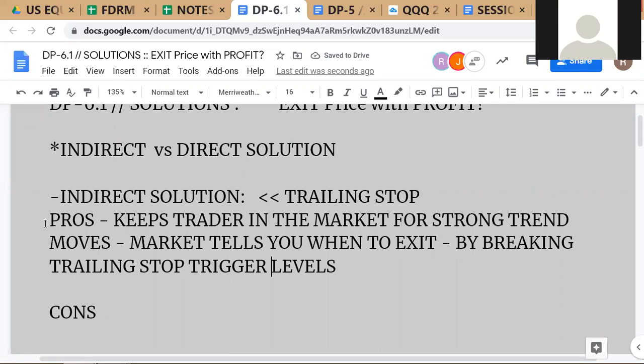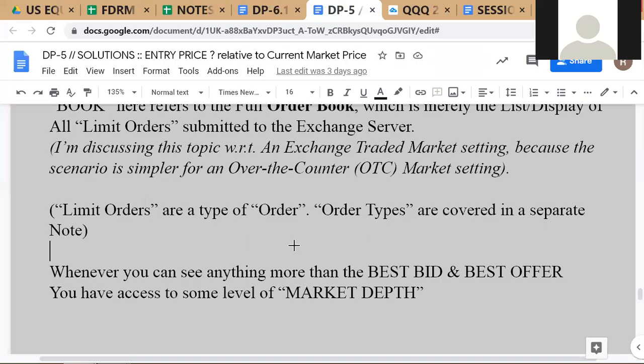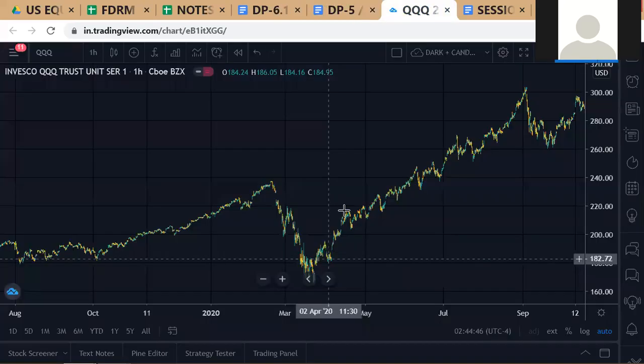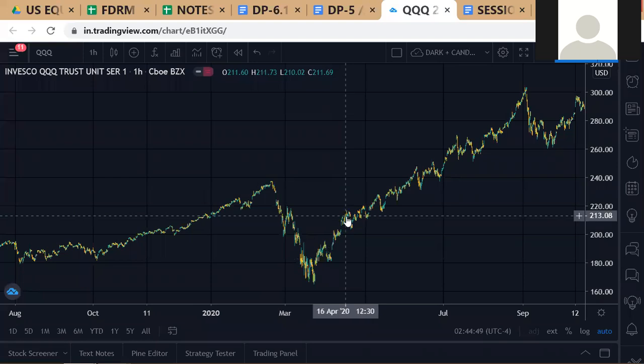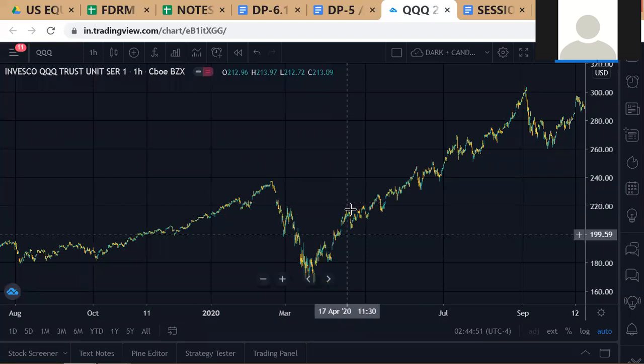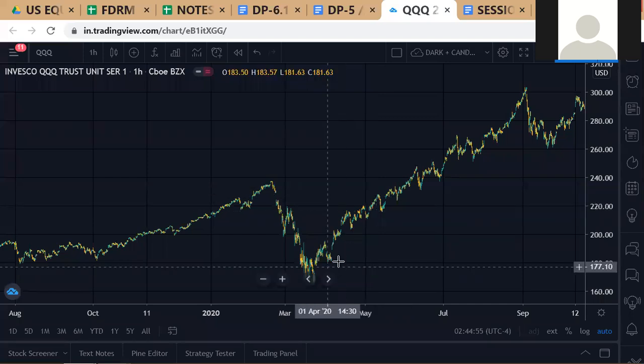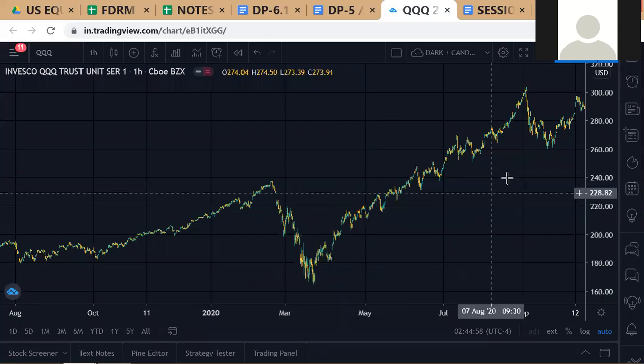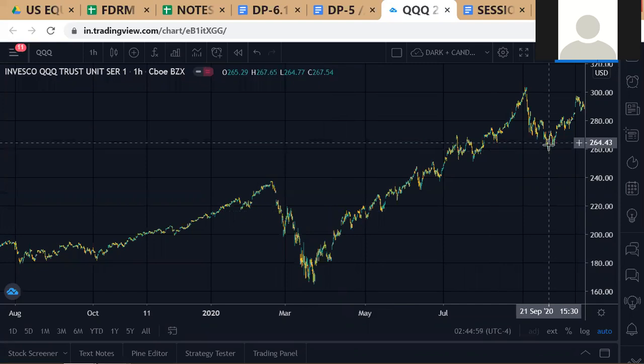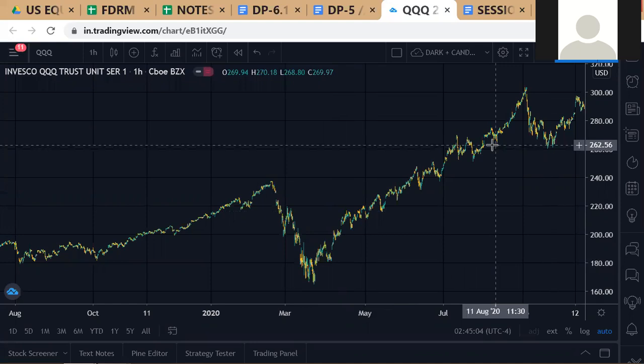Okay, pros here. Trailing stop trigger level means here. What I mean by that is, instead of exiting subjectively here or something, I decide that the market is not going to go up anymore. I don't take that decision. I just use trailing stops, and I move my stop. And this is finally when the market tells me to exit, because it breaks my trailing stop trigger. And so that's what I'm writing here.